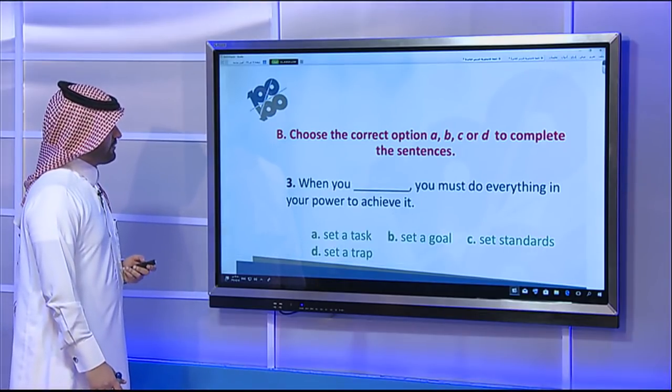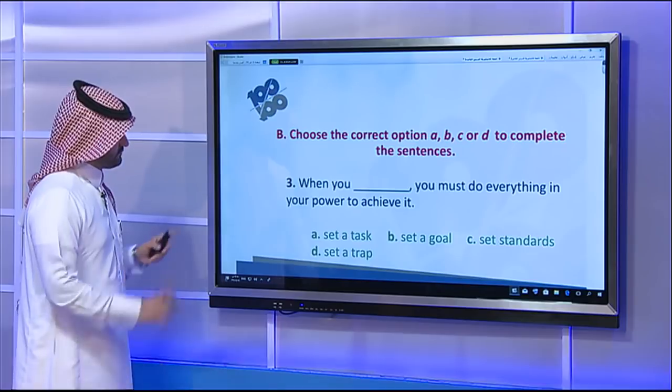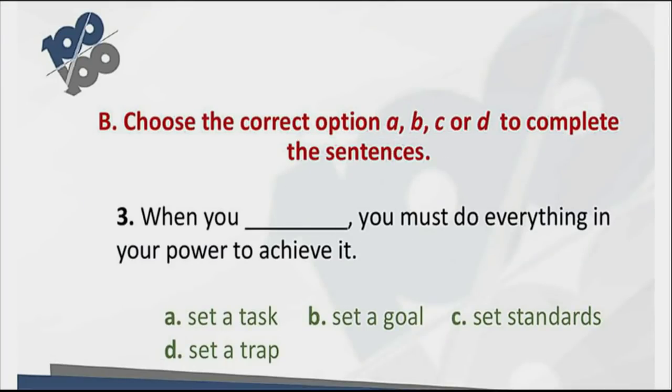Let's move to number three. When you set something, you must do everything in your power to achieve it. A, when you set a task. B, when you set a goal. C, when you set standards. D, when you set a trap.